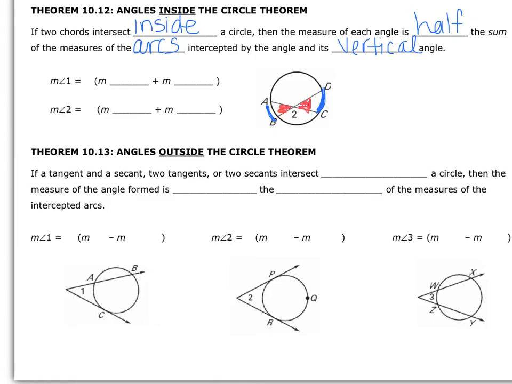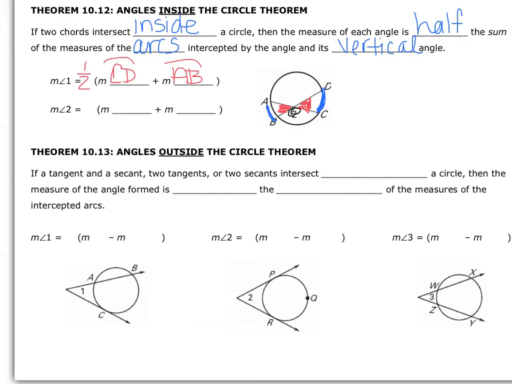So to find the measure of angle 1, you would take 1/2 of the measure of arc CD and AB. So you would add together arc AB, arc CD, and then divide it by 2. Now to find the measure of angle 2, you're going to do just about the same thing, but you're going to use the other arc.